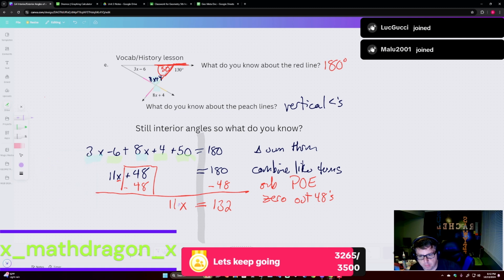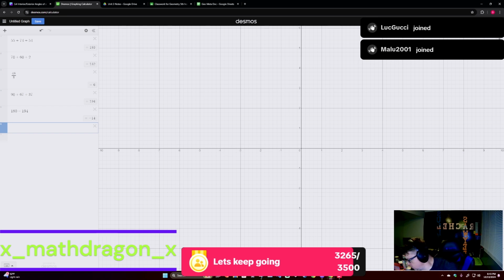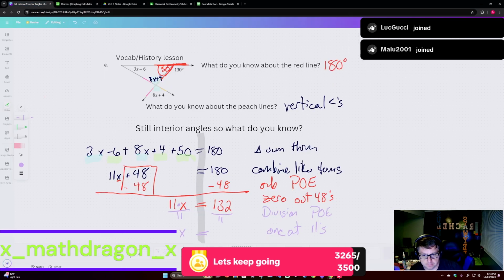Now, in between 11 and x is multiplication, so we're going to do the division property of equality, to 1 out the 11s, so that I'm left with x equals, and I'm going to guess 12 is our answer. 132 divided by 11 is 12. Nice. So x equals 12. And then we could plug this in, and this actually is probably a good one to try.